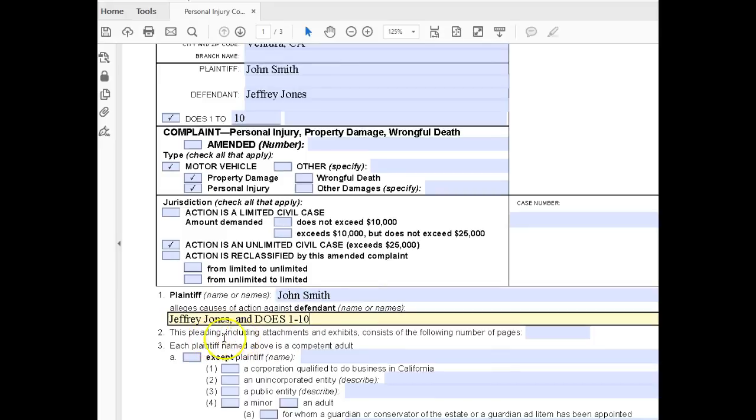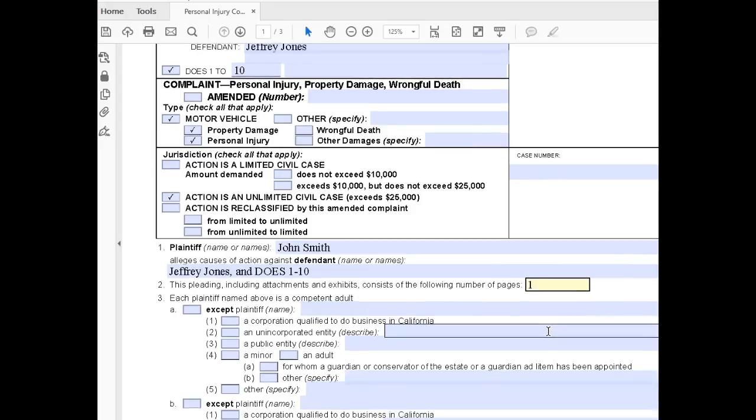Now this one, the pleading, including attachments and exhibits, consists of the following number of pages. You're going to leave that blank until you've got them all done. Once you've got them all done, you'll see how many pages you've attached to this one form, and then you'll put in the number of pages, which might be 1. We may only have 1 cause of action page. Probably that's what's going to happen. Sometimes, though, when we have attachments to pages, this number will go higher than that.